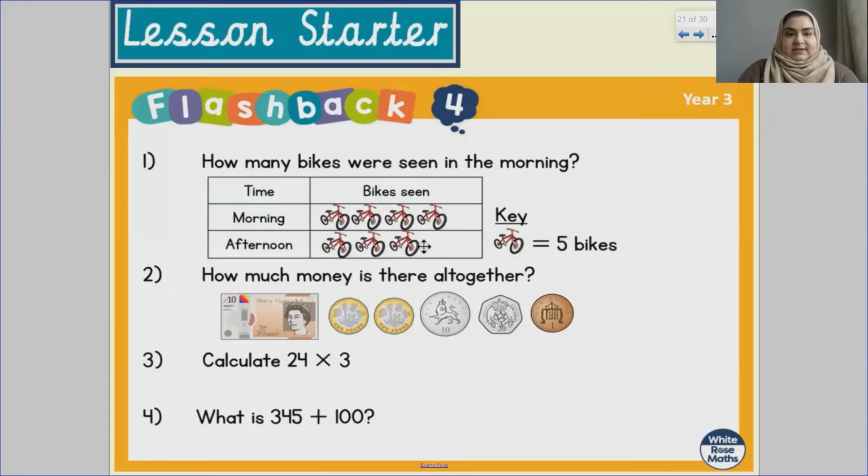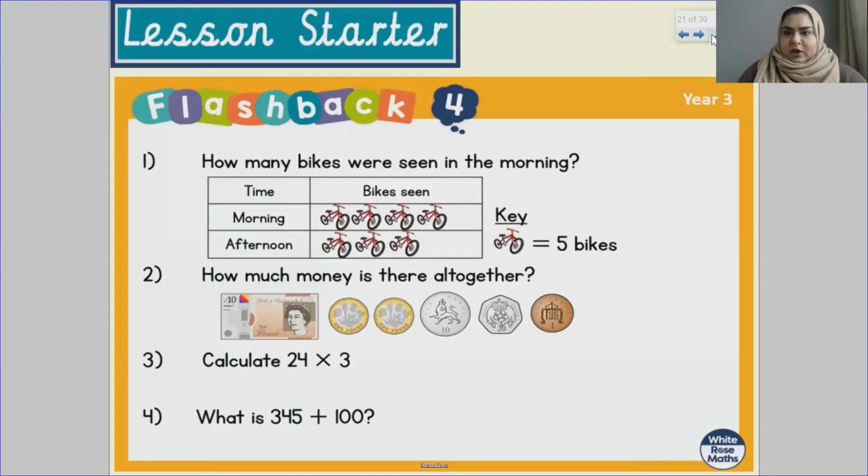So I've got a lesson starter for you here. Number 1 says, how many bikes are seen in the morning? Have a look at this and work out the answer. Number 2 says, how much money is there altogether? Number 3 says, calculate 24 times 3. And number 4 says, what is 345 plus 100? Take out your mini whiteboards and work the answers out, and then come back to my video when you are ready.